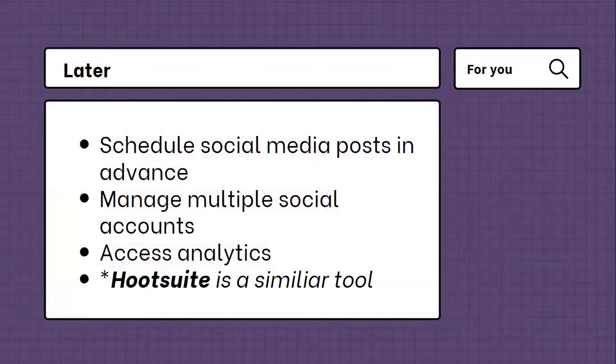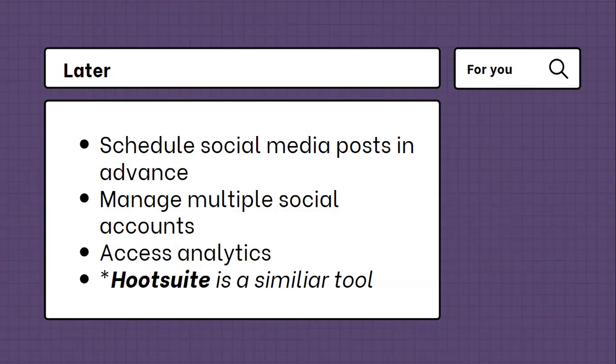All right, and Later is a social media scheduling tool, so you can schedule your posts in advance. That way you're not scrambling, like, oh, it's Tuesday, I need to hurry up and send something out today. You can just have it already scheduled in advance. You can manage multiple social media accounts. So if you have Instagram and Facebook and Twitter and LinkedIn or Tumblr or whatever other sort of thing, you can manage multiple accounts in the account.